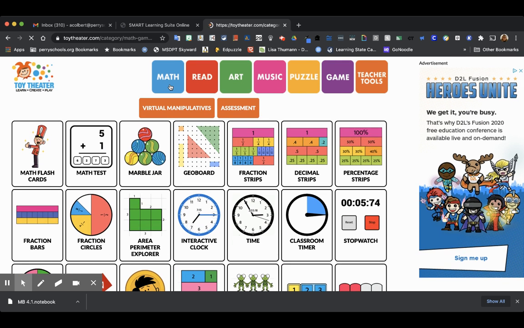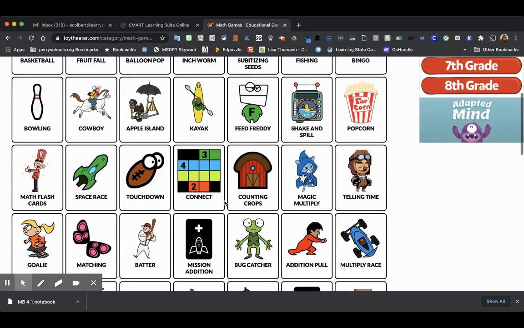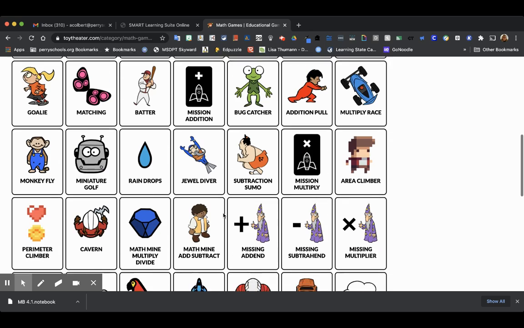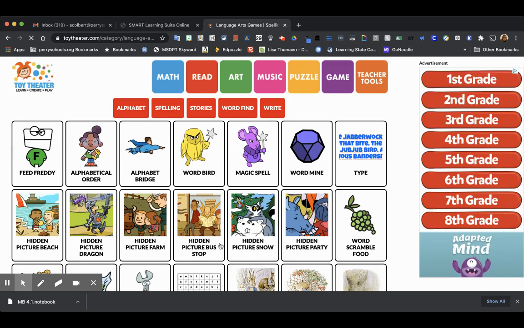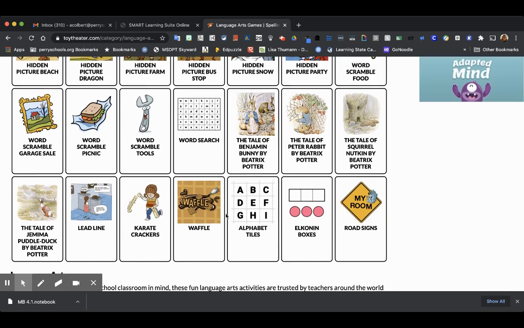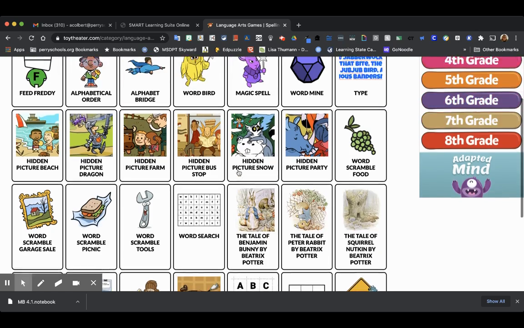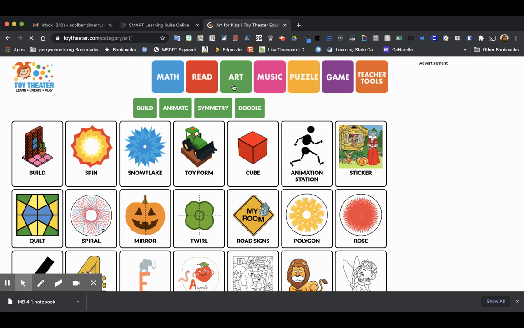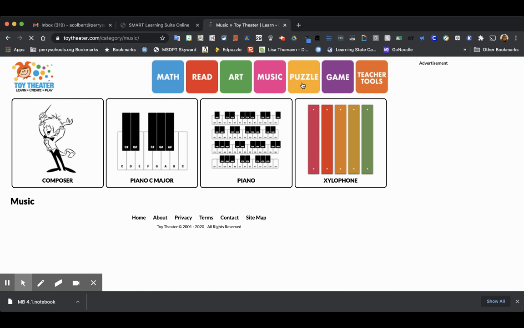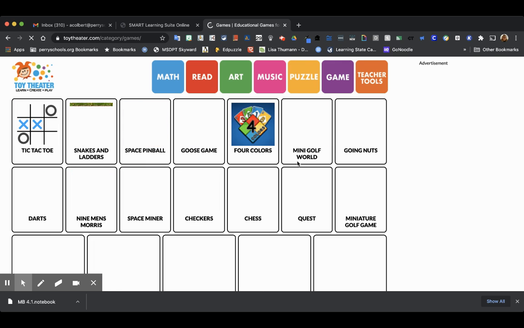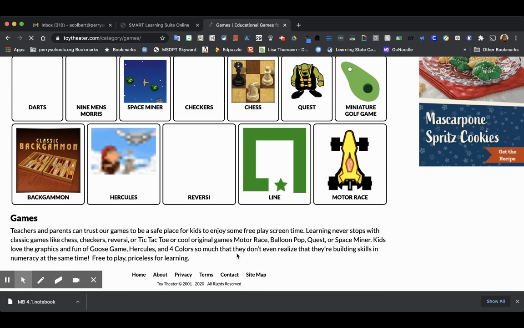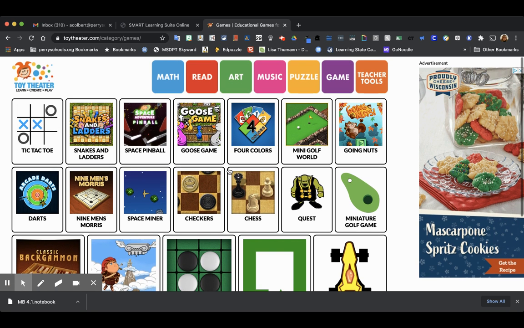You can also look, so they have the math, and so they've got different activities that you can work on. They also have reading ones, obviously, that you can use to help you with your reading. They have art and music. They have puzzles. And then they have some games here for while you're at home with virtual learning.